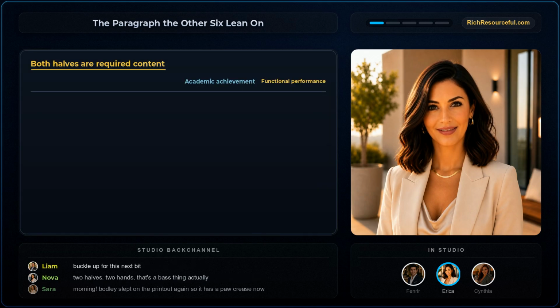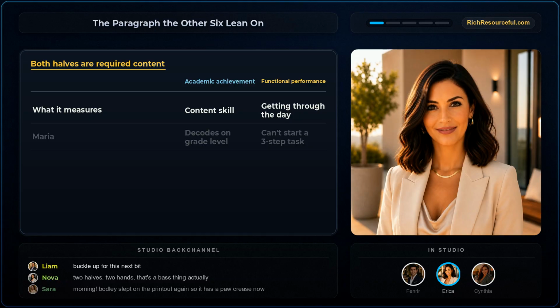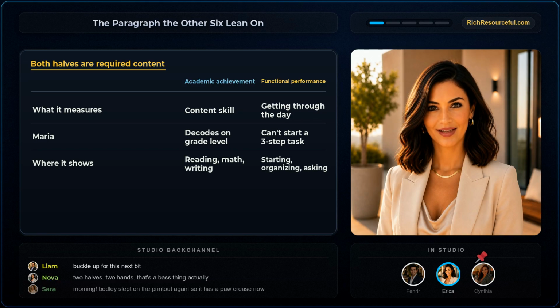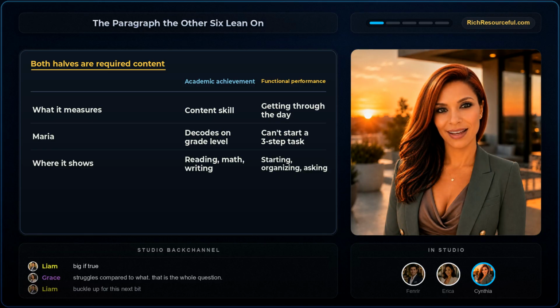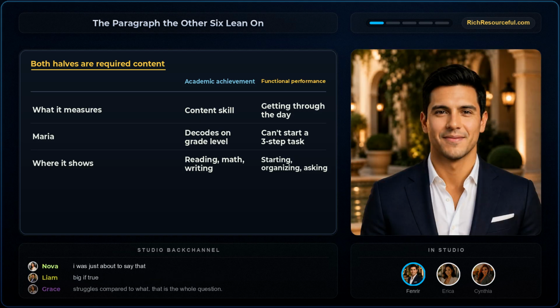2 columns. Academic achievement is what she does with the content. Decoding, computation, comprehension. Functional performance is what she does with the day. Starting, organizing, asking for help. Maria struggles with reading. That's the sentence I want on the table because that's where almost every present level section begins, and it's the one episode 1 promise we would take apart. Wrong on its face. Struggles compared to what?